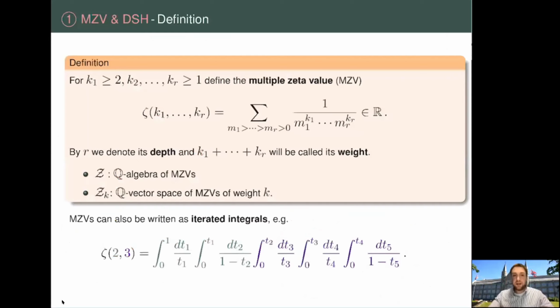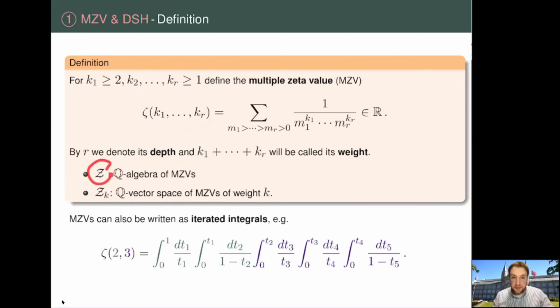Okay, so let's start. Of course, first, let's start with the definition of multiple zeta values. If I have natural numbers k1 up to kr, where the first one is greater or equal to 2 and the rest is greater or equal to 1, then the multiple zeta value is defined by this iterated sum here. This number r, the number of k's, is called the depth, and the sum of these k's is called the weight.